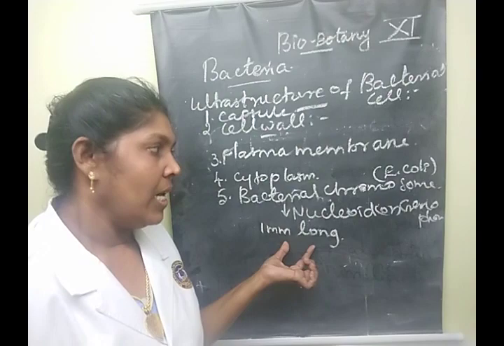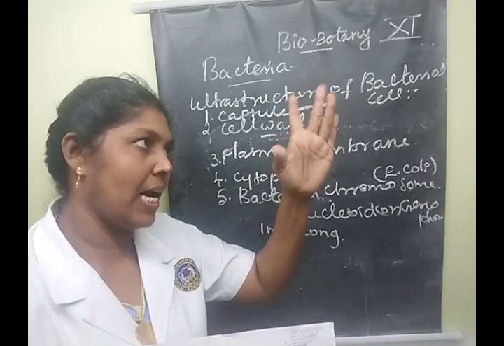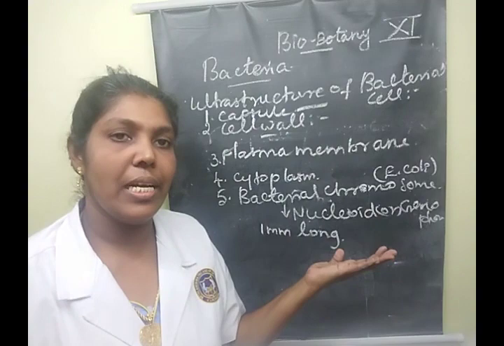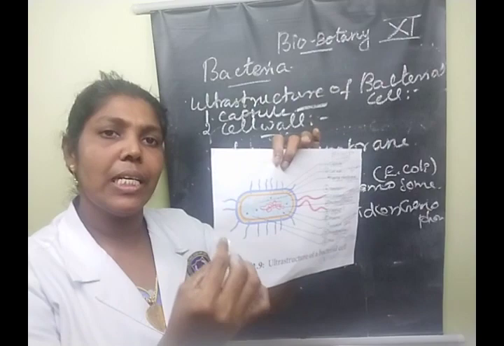Understood, children? Now the amazing fact: all the genetic information of this organism is stored in this 1 millimeter length in uncoiled condition. It is coiled in nature, but this is the uncoiled condition. This 1 millimeter length fully stores the genetic information of this organism. Understood, children? Say yes or no? Yes.